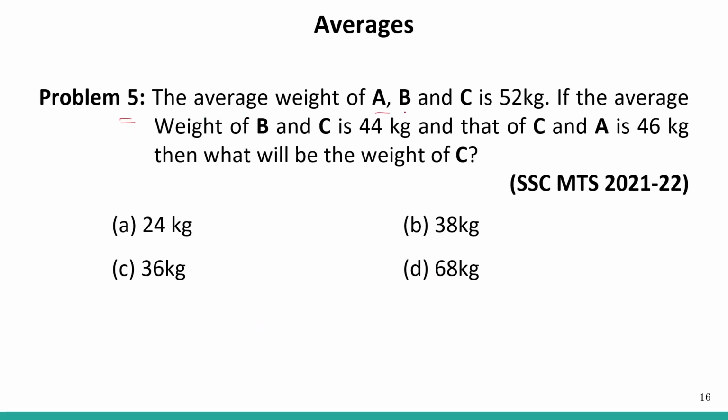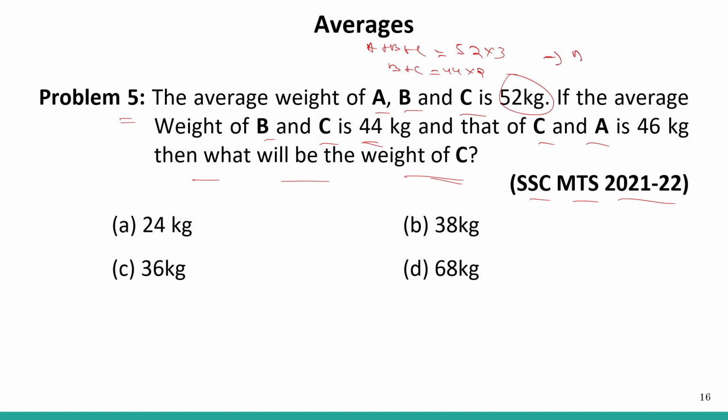The average weight of A, B and C is 52 kg. The average weight of B and C is 44 kg, and that of C and A is 46. Then what will be the weight of C? This question has appeared in the SSC MTS 2021-2022 paper. So the average weight of A, B and C is 52, so A plus B plus C is equal to 52 into 3, their cumulative weight count, right? Given that the average weight of B and C is 44, B plus C is equal to 44 into 2, right?